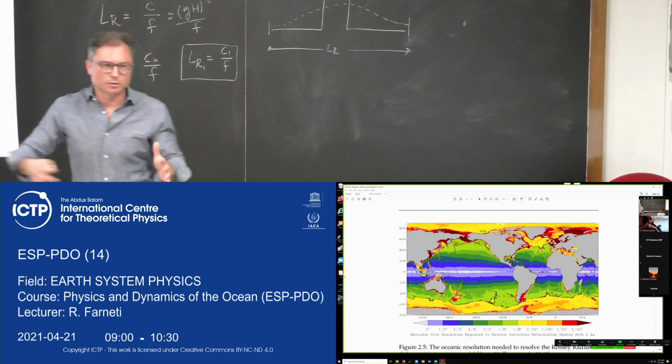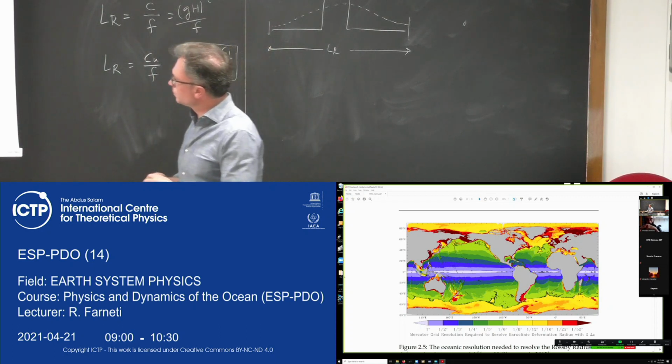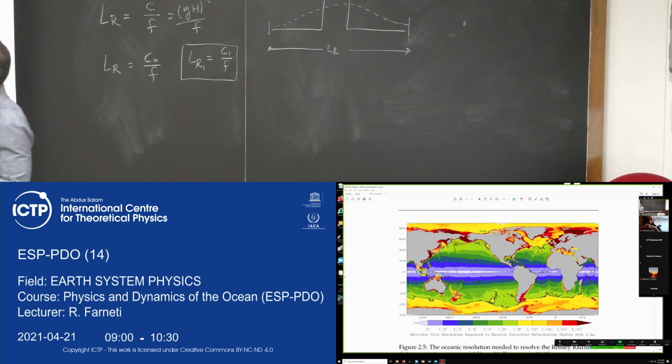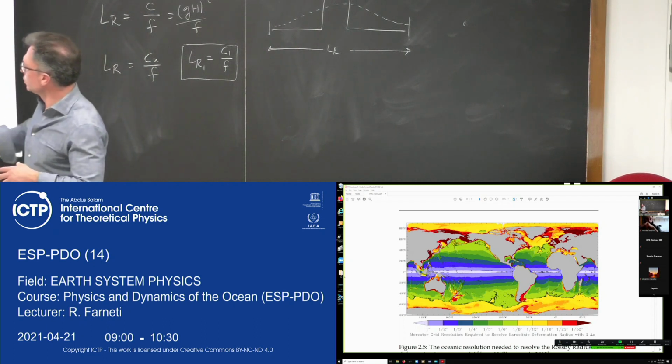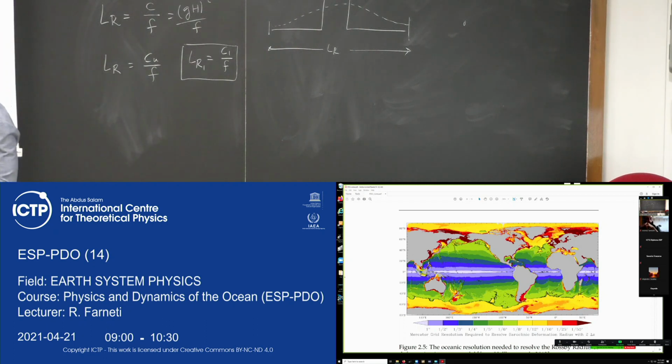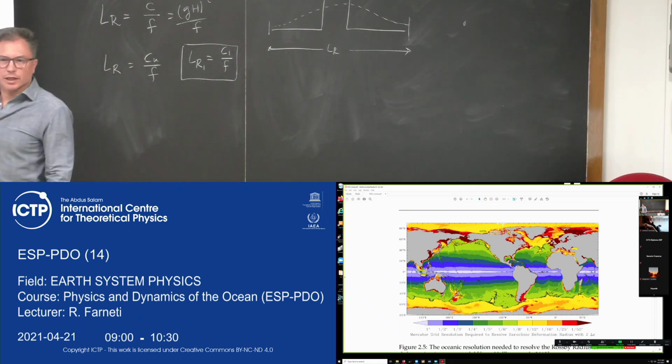A 1 degree cell roughly covers the Rossby radius. But the Rossby radius is about 10, 20 kilometers at this latitude or even smaller. So what kind of resolution do I need to resolve it? I need something like 1/16 or 1/25 degree here. This is not doable in a climate model.